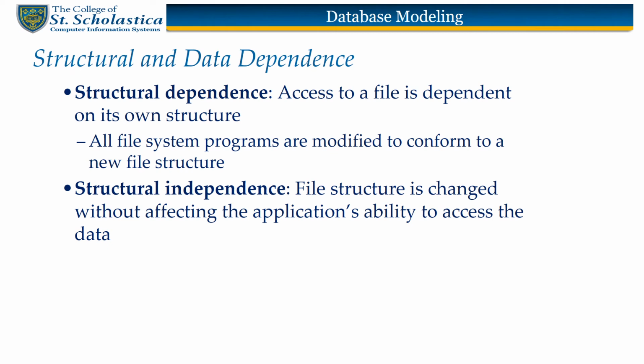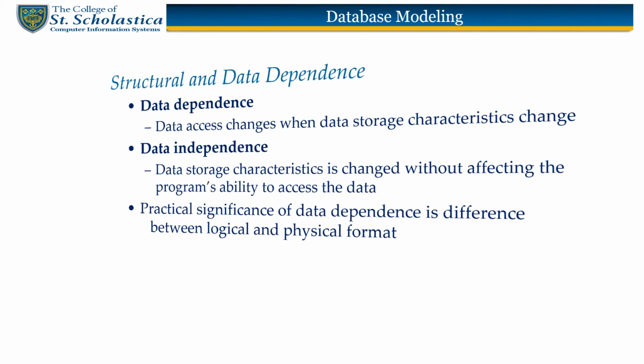A file system exhibits structural dependency, which means that access to a file is dependent on its structure. When file system application programs are affected by changes in the file structure, they exhibit structural dependency. Conversely, structural independence exists when you can change the file structure without affecting the application's ability to access the data.